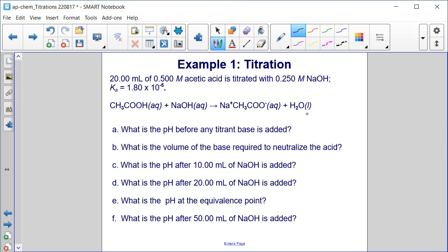Several parts to this question. Part A, what is the pH before any titrant base is added? What is the volume of the base required to neutralize the acid? What is the pH after 10 milliliters of sodium hydroxide is added? What is the pH after 20 milliliters of sodium hydroxide is added? What is the pH at the equivalence point? And what is the pH after 50 milliliters of sodium hydroxide is added?